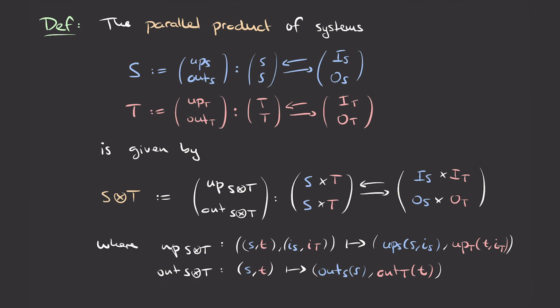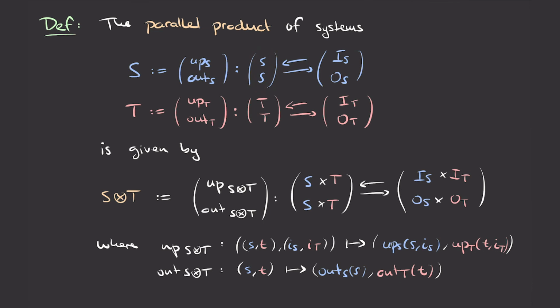So we have a pair of states, one in S and one in T, and this is mapped to a pair of outputs by applying the output function of S to the state in S and the output function of T to the state in T. Now, I've just given you the parallel product for systems, so recall that systems are lenses of a specific type where the two sets in the domain are the same.